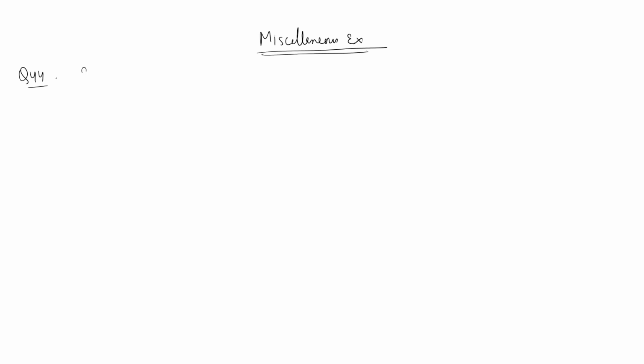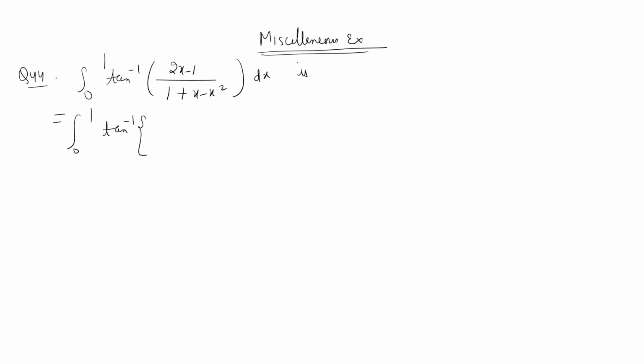Integral 0 to 1 tan inverse (2x minus 1) upon (1 plus x minus x square). You have to find the value of this function. If you see this question, you cannot directly apply any of the properties because that way it will not help. But if I can split this 2x as x plus x minus 1, and from the denominator I write it like this, I am going to express it in some formula.